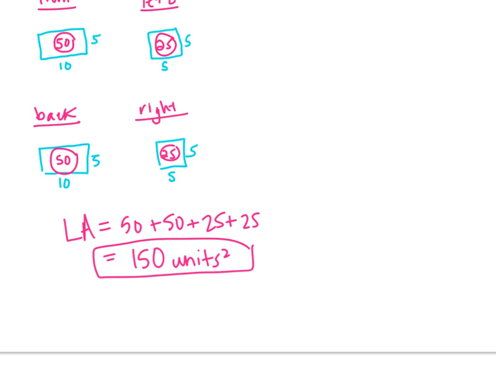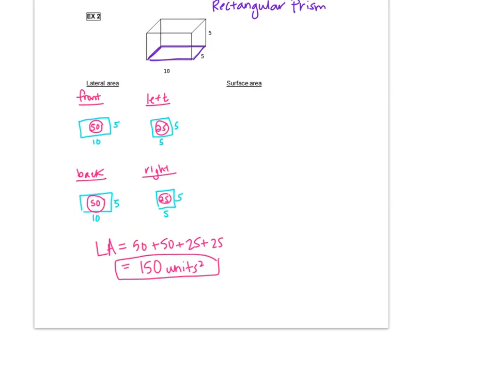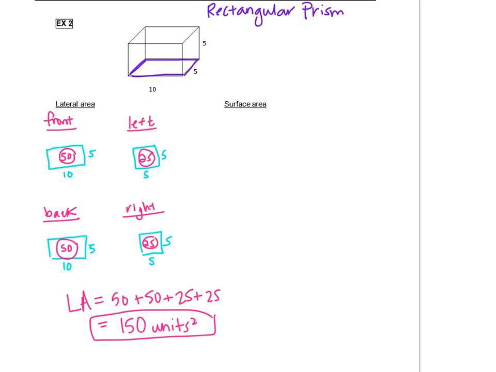Now, I took kind of a long time going through that because I just want to explain and make sure we understood how to find the area of all the separate sides, because you're just basically looking at the different faces, we're looking at one face at a time. Alright, so the surface area, basically the surface area is the lateral area plus the area of the bases. Well, we know the lateral area is 150, we just found it, so now let's focus on the bases.